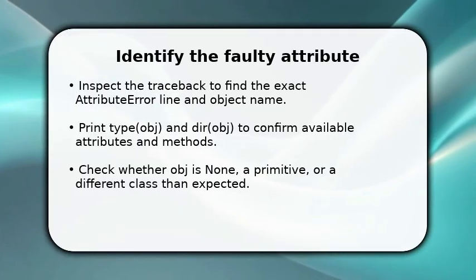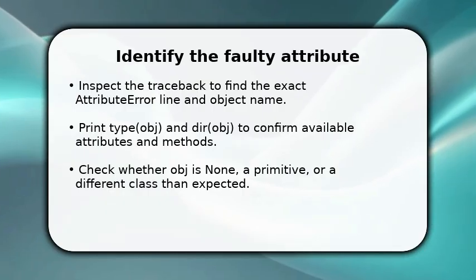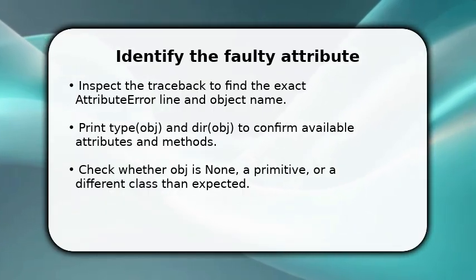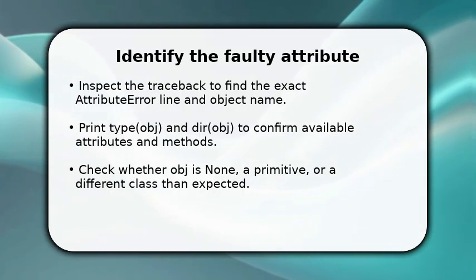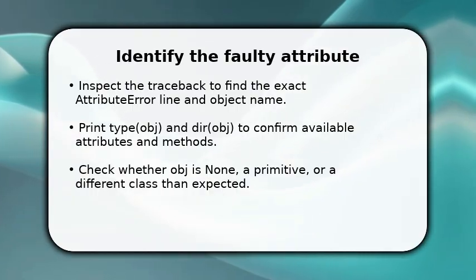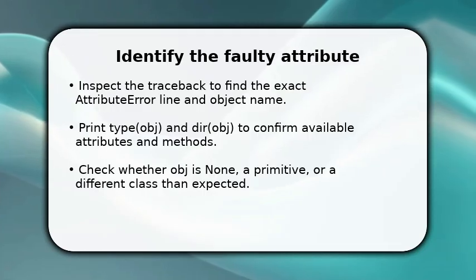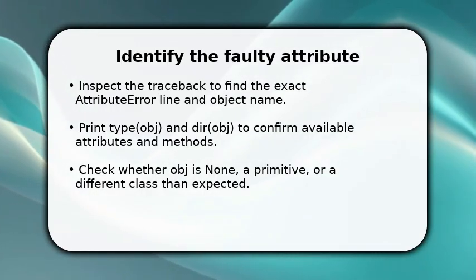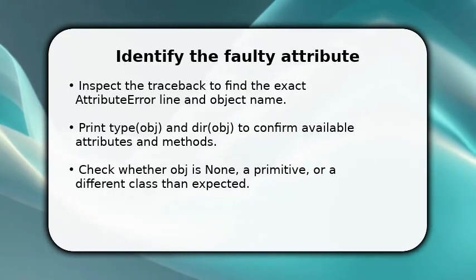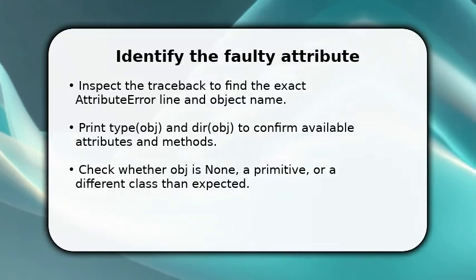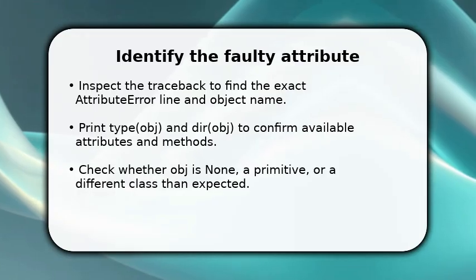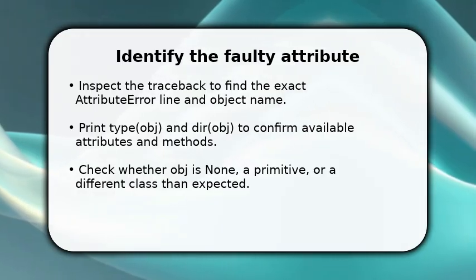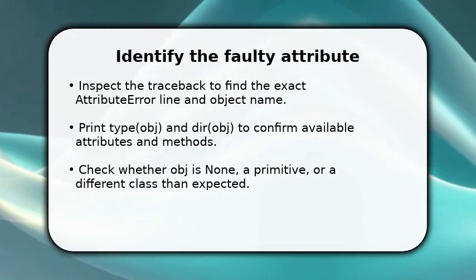You start by locating the error line and the object that triggered it. Once located, print type(obj) and dir(obj), so you can see what attributes actually exist versus what you expect. If you find obj is None or an unexpected primitive, stop and trace the assignment origin. Make sure to check how the object is created or returned. That explains why the attribute is missing and points to the first concrete fix.